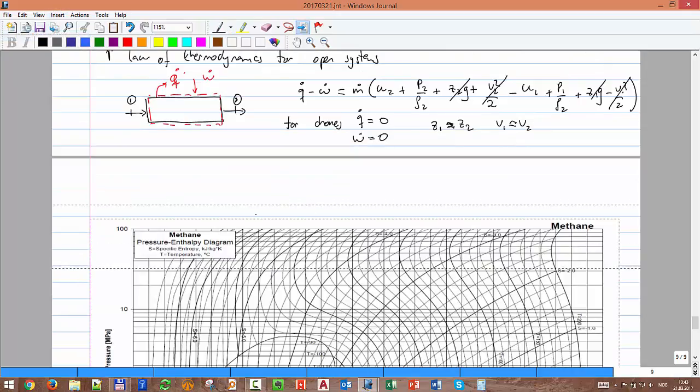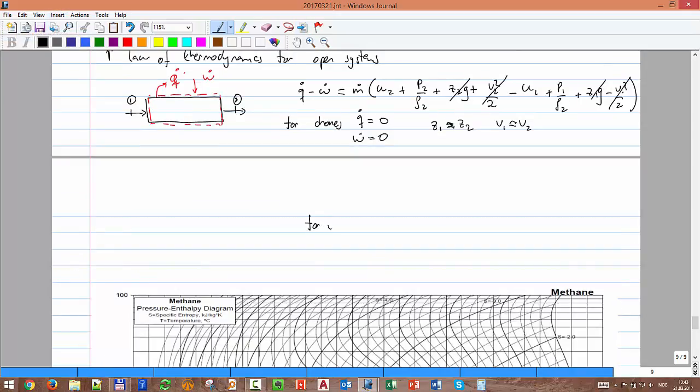At the end, I'm sure you remember that for chokes or for valves, H1 is more or less equal to H2. It is isenthalpic. And if you remember, enthalpy H is equal to U, internal energy, plus PV, right? And PV, with V being 1 over density, plus the internal energy.